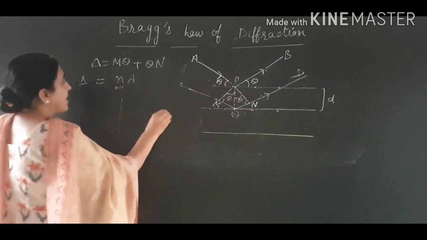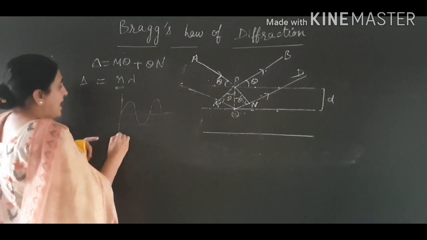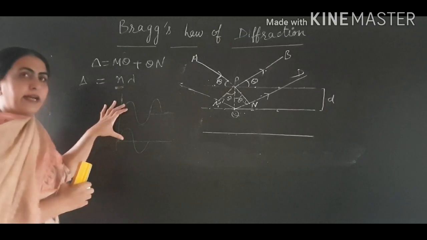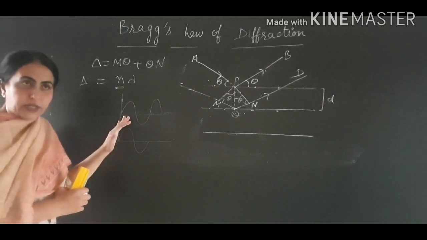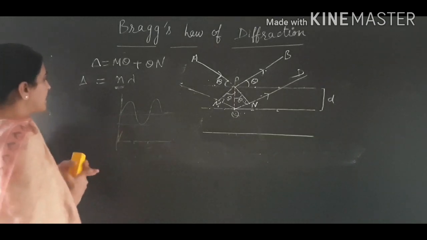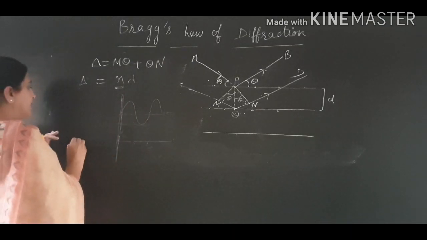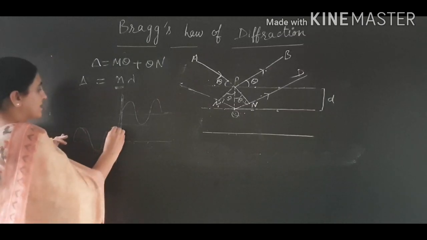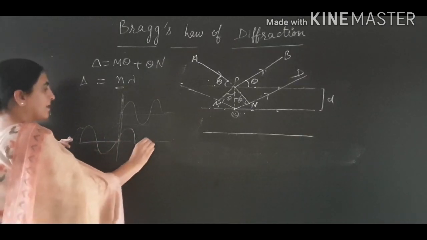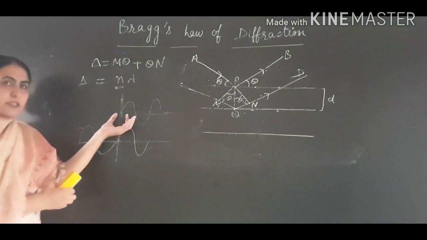Why n lambda? Because if one wave is like this, with wavelength lambda up to this point, and the second wave is also like this, then if they meet, the intensity of the wave increases. There is constructive interference. Clear? And n must be an integer: if another wave is 1 lambda behind the first, then again crest meets crest and trough meets trough.